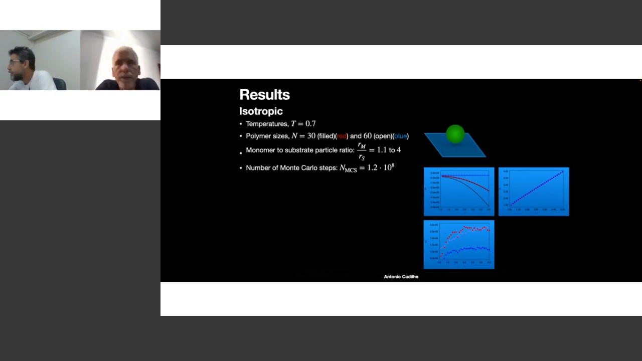Antonio, sorry. What is the horizontal axis? Which axis? Sorry. The horizontal axis, the x-axis. Oh, I'm sorry. I forgot that. The horizontal axis are these ratios. The ratio of the monomer over the substrate particle, and it goes from 1 to 4 in steps of 0.1. And all the simulations were 120 million Monte Carlo steps. I'm sorry for that.